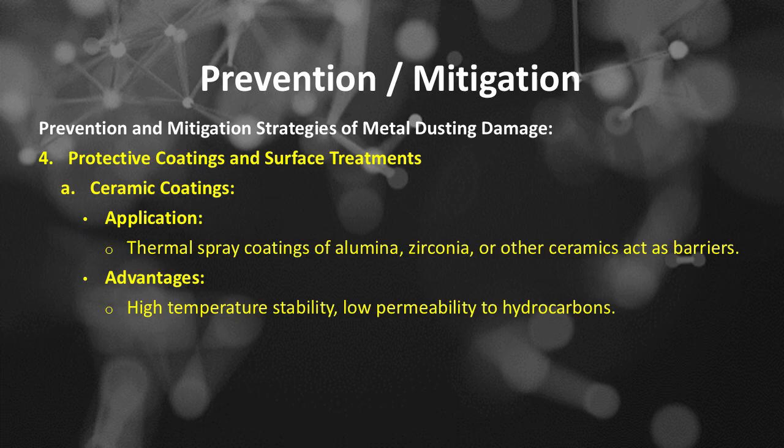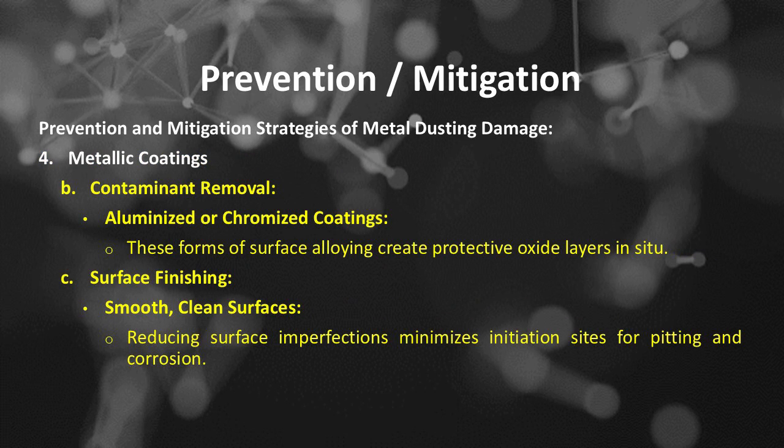Number A, ceramic coatings. Application of ceramic coatings is done via thermal spray coatings of alumina, zirconia, or other ceramics that act as barriers. Advantages of ceramic coatings are high temperature stability and low permeability to hydrocarbons. Number B, aluminized or chromized coatings. These forms of surface alloying create protective oxide layers in situ.